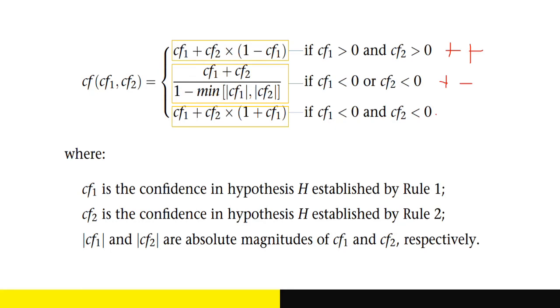And then for the third equation, it is used when both pieces of the evidence are negative. So the certainty factor of the combined evidence is equal to the sum of the certainty factors of the two pieces of evidence multiplied by 1 plus certainty factor, where certainty factor 1 is the confidence in hypothesis H established by Rule 1, certainty factor 2 is the confidence in hypothesis H established by Rule 2, and absolute certainty factor 1 and absolute certainty factor 2 are absolute magnitudes of certainty factor 1 and certainty factor 2 respectively.